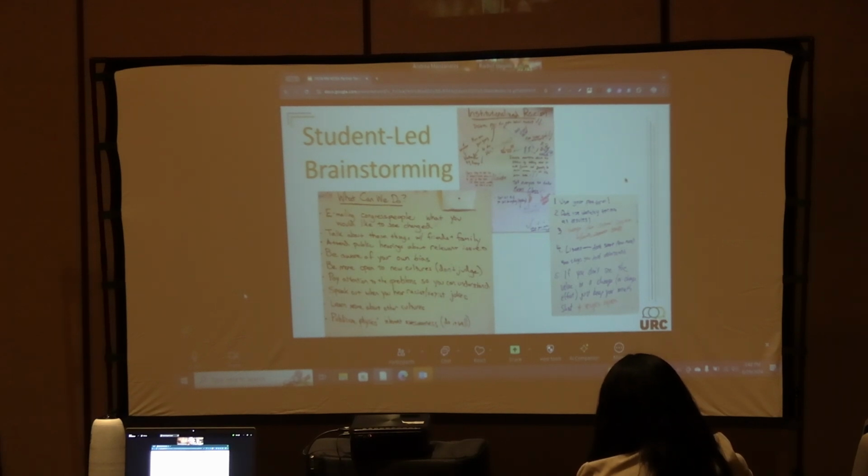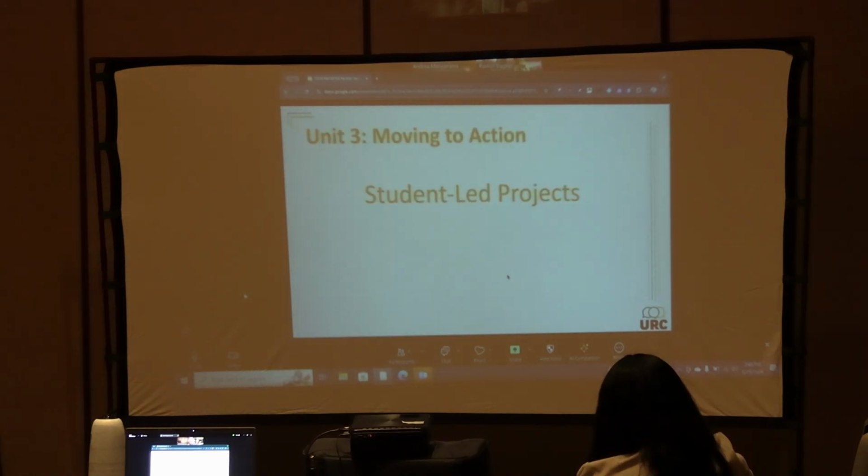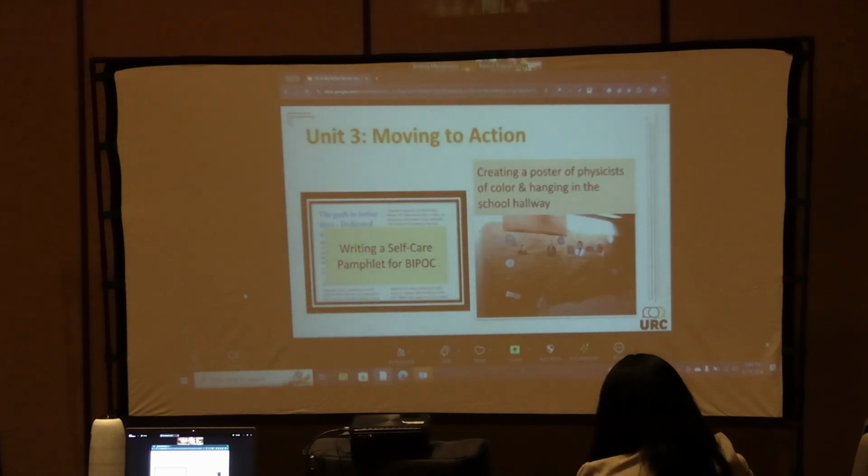Things like using your platform, emailing Congress people, learning about other cultures, educating others, all great ideas that students have come up with. And here are some examples of student-led projects that have come out of this curriculum. One example was writing a self-care pamphlet for Black, Indigenous people of color in sciences. This is on the right here, a long display in the hallway where students decided to highlight physicists of color.